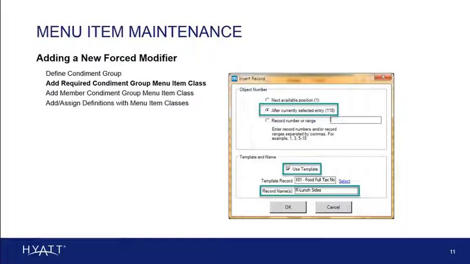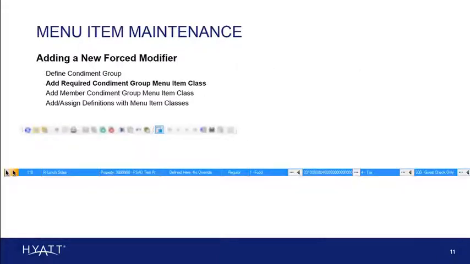I want to select after currently selected entry, so it'll find the next available record after that food full tax no seat. Check the box to use a template because I'm going to use that template record, food full tax no seat, and then enter the record name. In this case, the R- for require lunch sides. Click OK, and you'll get your new required lunch sides menu item class down there. In this case, record 118 was the next available.